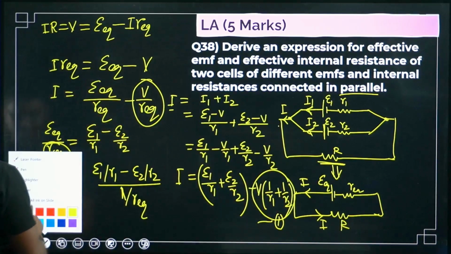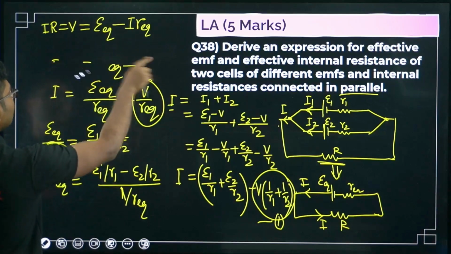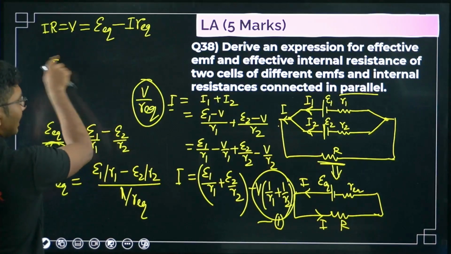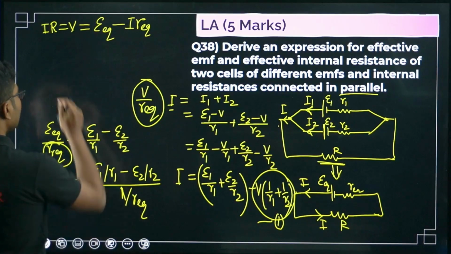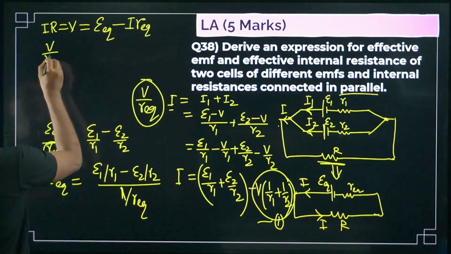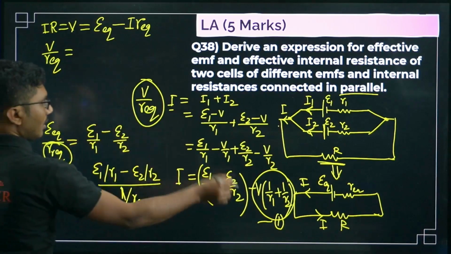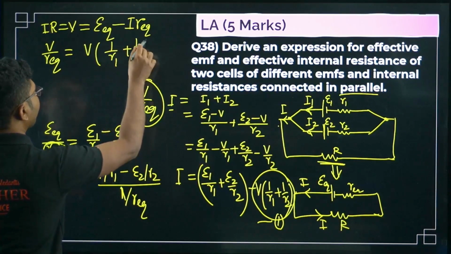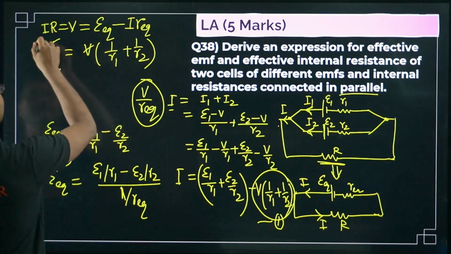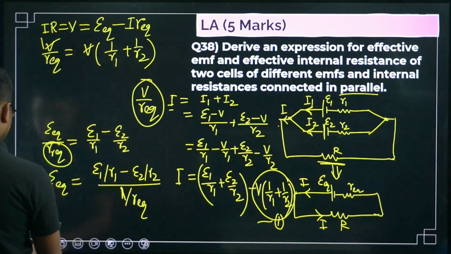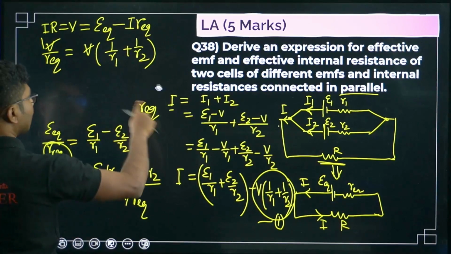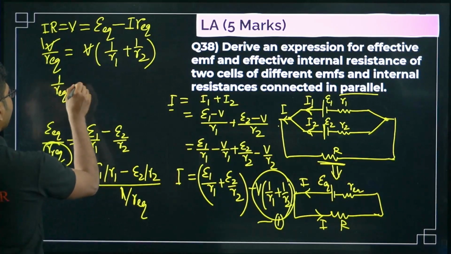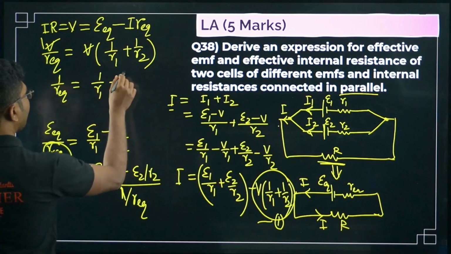Okay, so if you compare these two values, you will get that V minus V by REQ is equal to V in common. So V by REQ is equal to V into 1 by R1 plus 1 by R2. Okay, so this V cancels. So basically you can see that REQ is nothing but the parallel combination of resistances. So you can write 1 by REQ equals 1 by R1 plus 1 by R2.